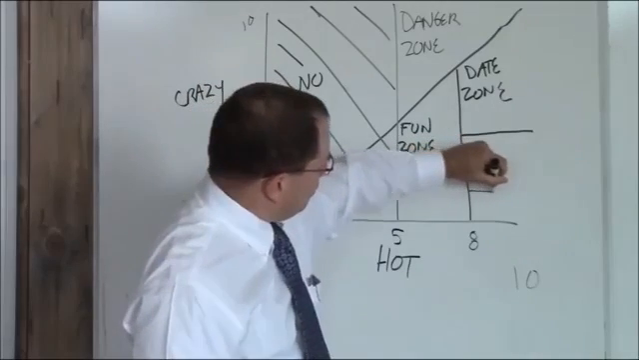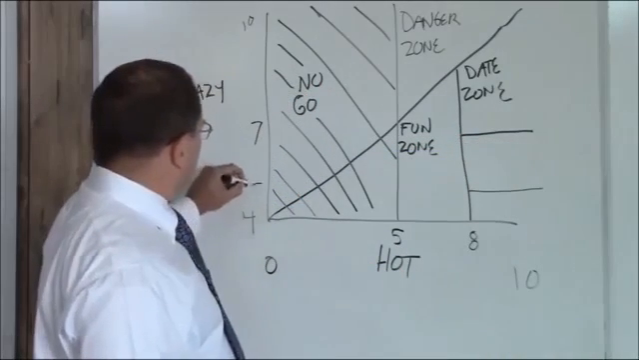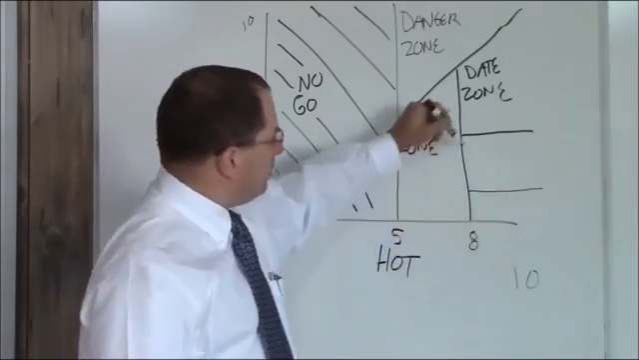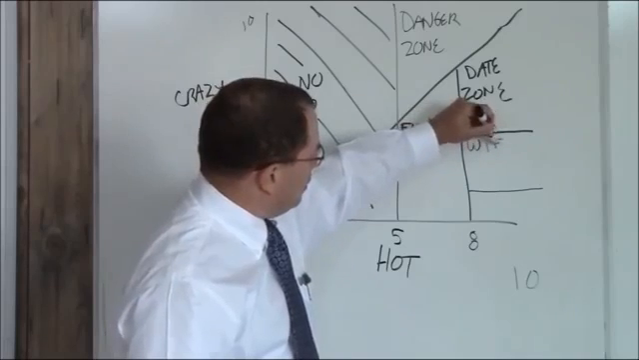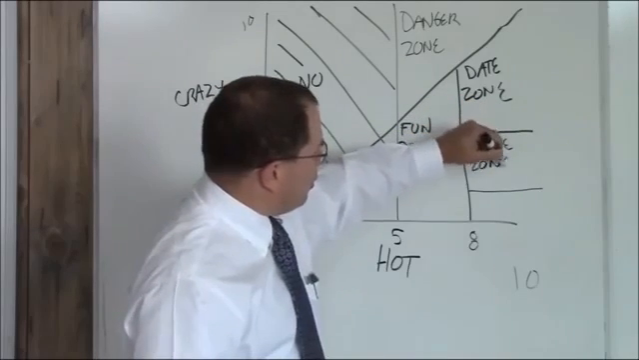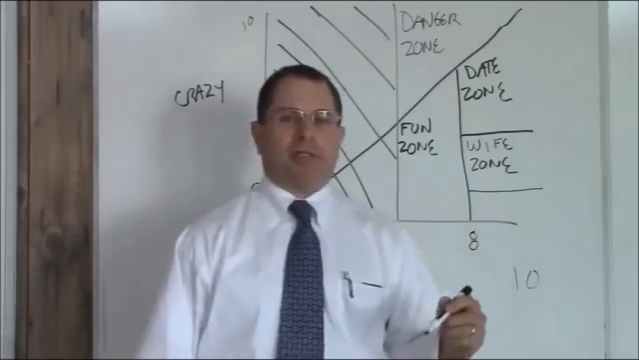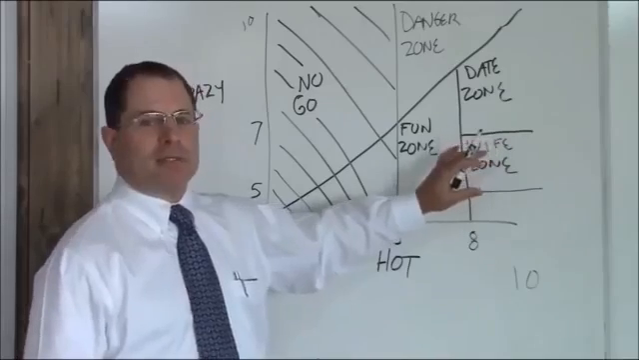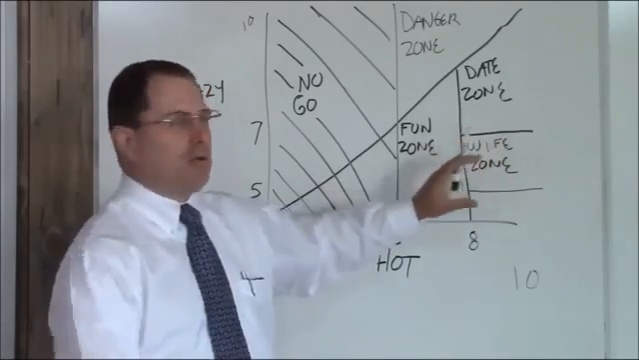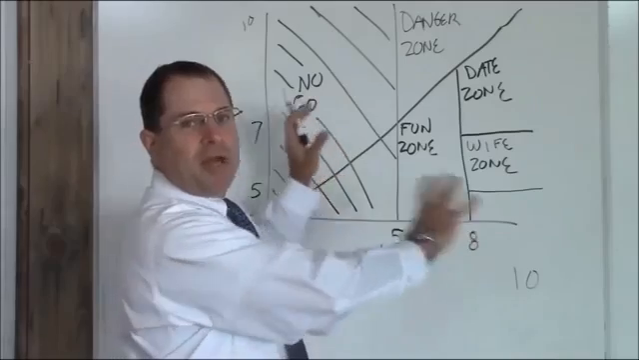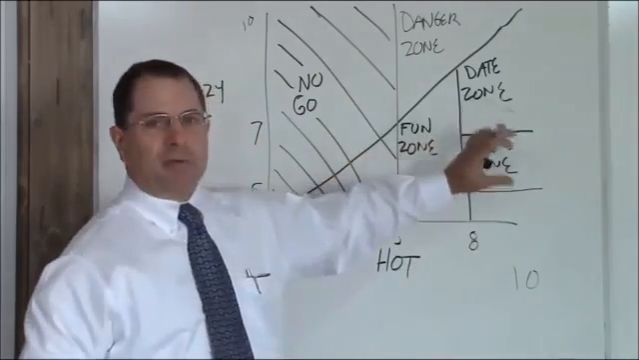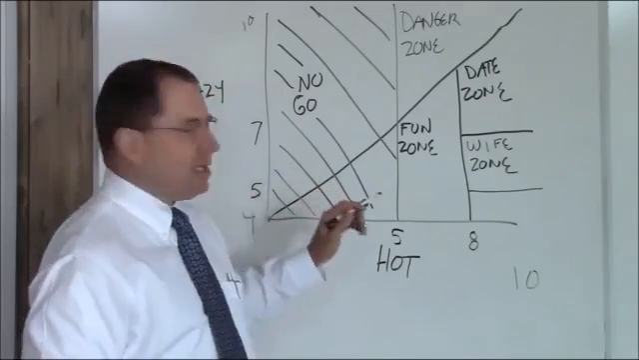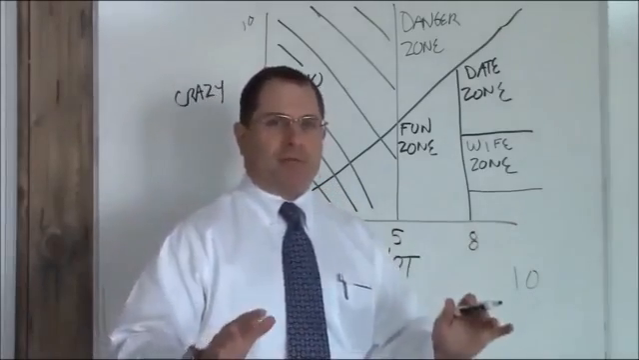Now, above an 8 hot and between about a 7 and a 5 crazy, this is your wife zone. Okay? When you meet this girl, you should consider a long-term relationship. This zone is not scaled to size. This is a representation and not an actual. This is not a pie chart showing you how many of these people are out there. This is simply a representation of what you're after. You want to be 5 to 7 crazy above an 8 hot. That's your wife zone. Okay?